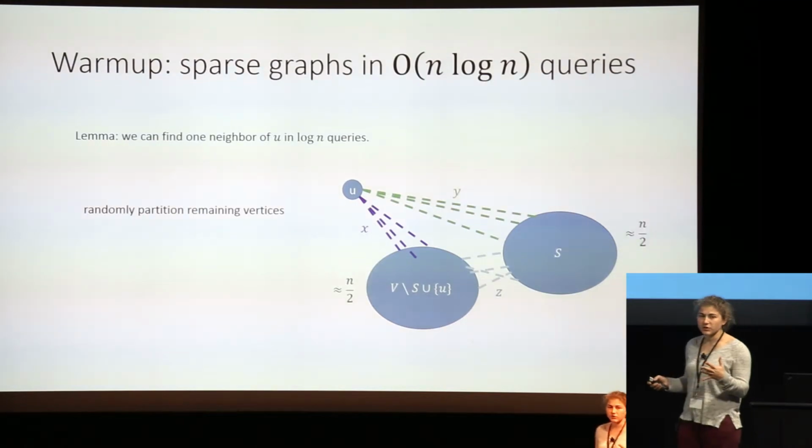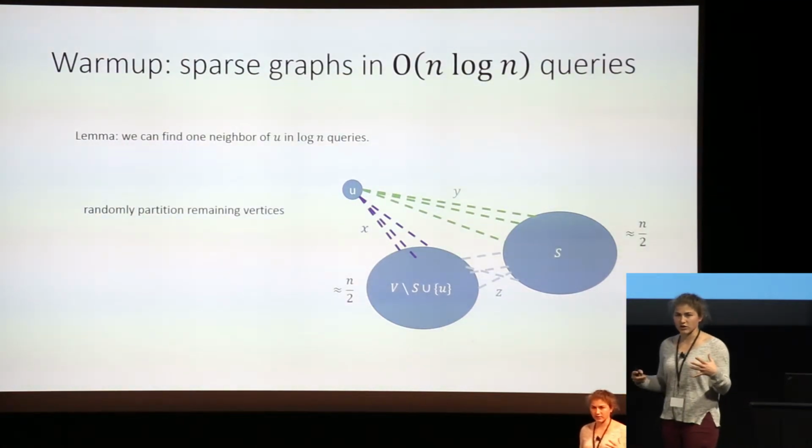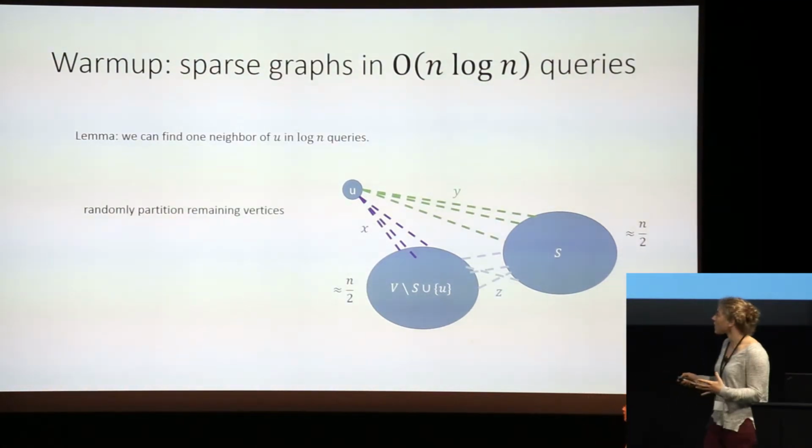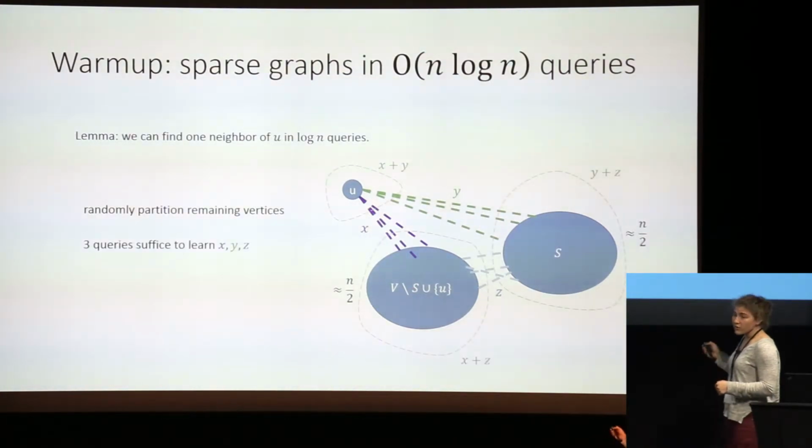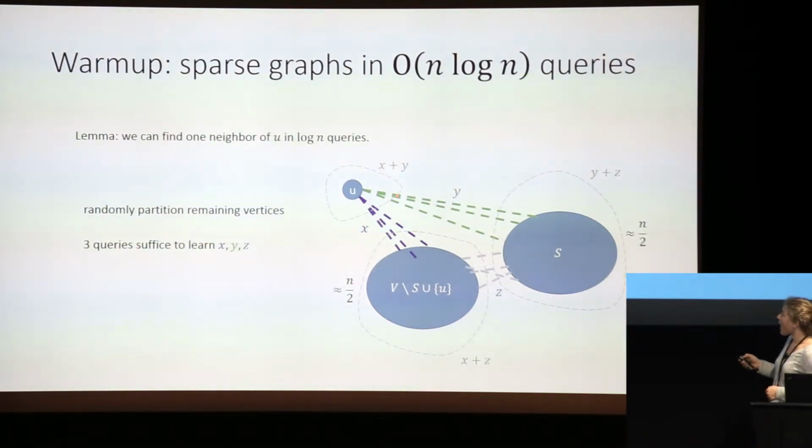So how do I do that? It'll be similar to the divide and conquer strategies that Cyrus mentioned in the previous talk. What I'll do is I'll randomly partition the remaining vertices into two sets of roughly equal size. Okay, I have these unknowns: the number of edges from u to V minus S, the number of edges between u and S, and the number of edges between them. And if I make these three queries, right, I learn x plus y, x plus z, and y plus z, and these suffice to learn x, y, and z, so all three of these quantities.